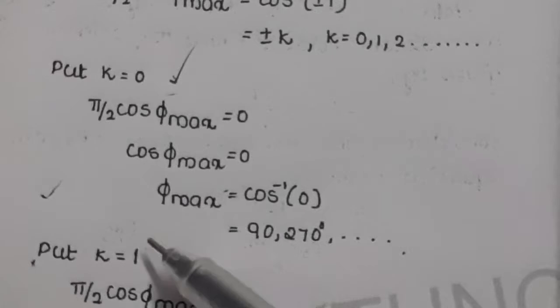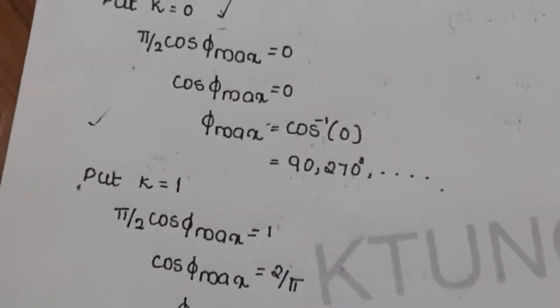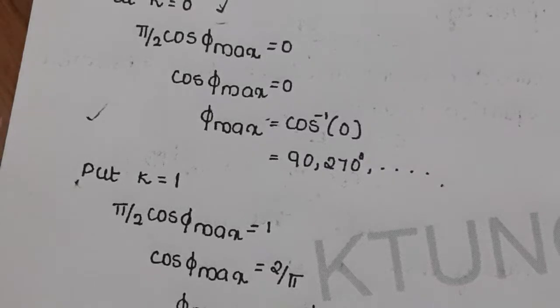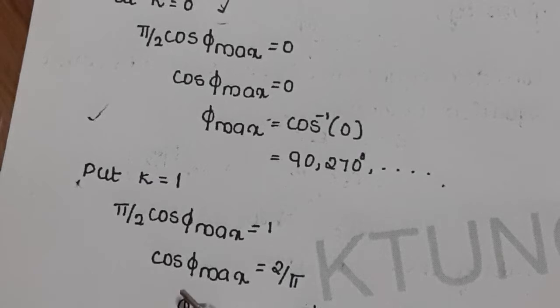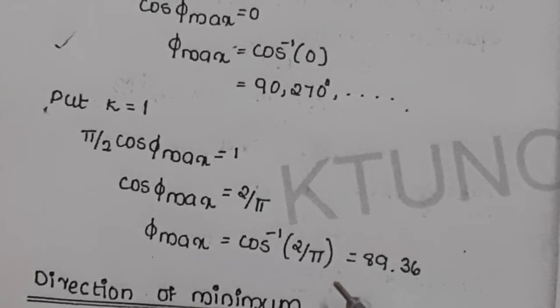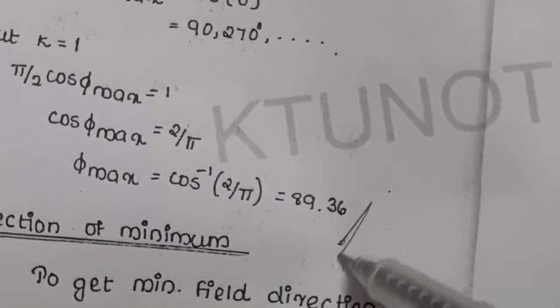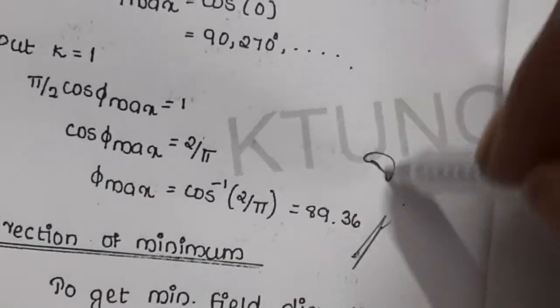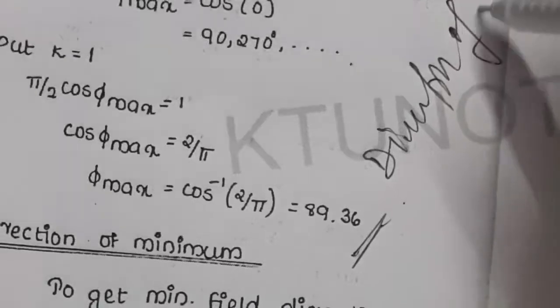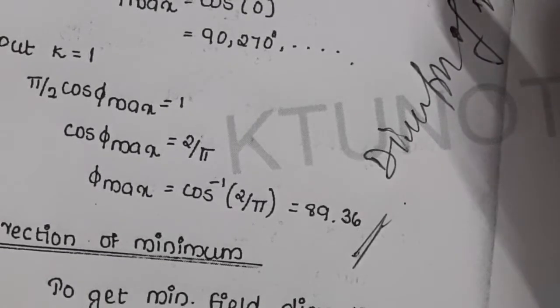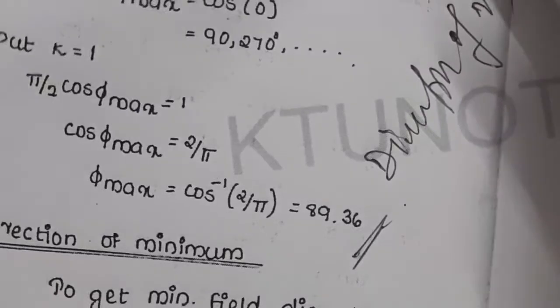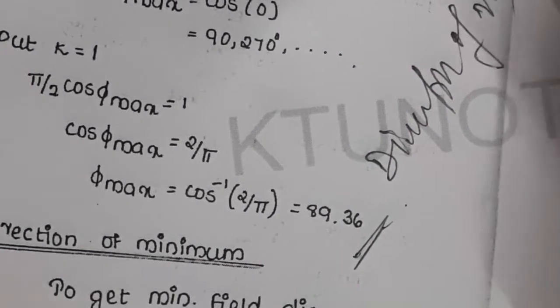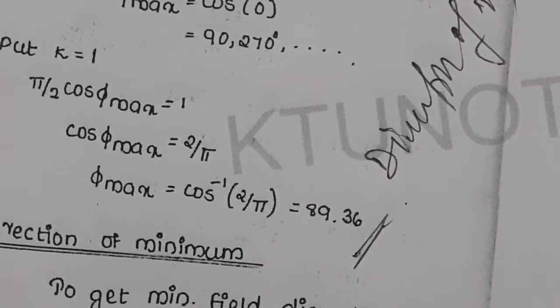If we put k equal to 1, what happens? Previously we considered the 0 value here, but now we consider the 1 value. Therefore cos phi max is equal to 2 by pi. So phi max is equal to cos inverse 2 by pi, which is approximately 90 degrees, that is 89.36 degrees. This is the direction of maximum, when the cos values are at 90 degrees and 270 degrees. I will show this.